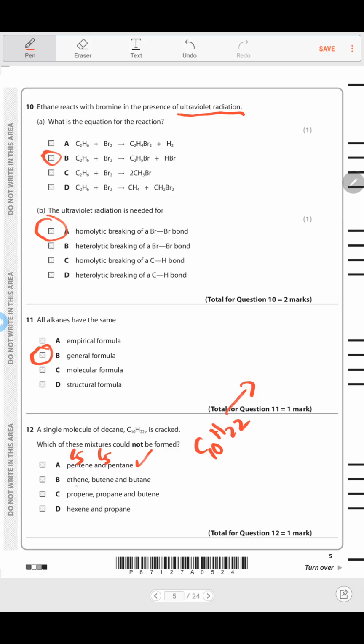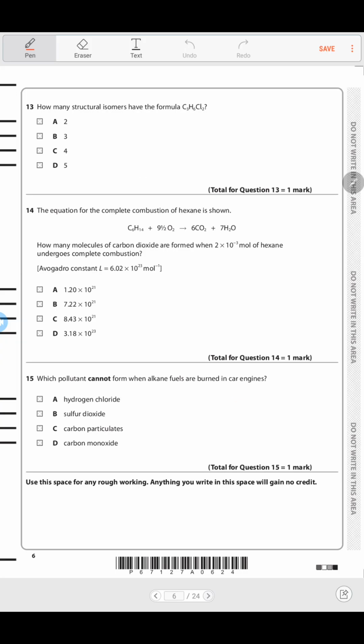The next one: ethene, 2 carbons, butane 4 carbons, butane 4 carbons. Altogether we get 10 again. Answer C: propene 3 carbons, propane 3 carbons, butane 4 carbons, again you get 10. The last one has C6 and C3, so that's not correct, because hexane and propane give you only 9 carbons, which doesn't equal 10. So the answer has to be D. That's how we simply pick answers.